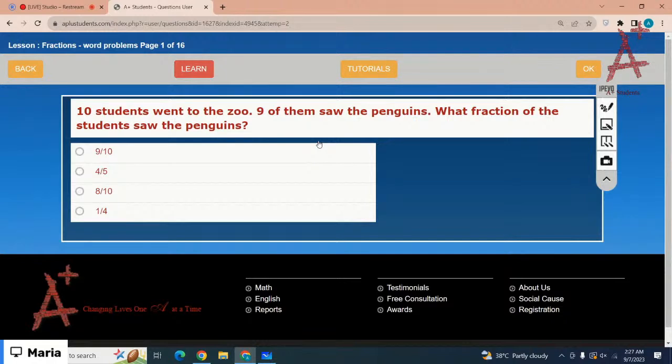Ten students went to the zoo. 9 of them saw the penguins. What fraction of the students saw the penguins? So, which is the correct option? The total students who went to the zoo is 10, right? And just 9 of them saw the penguins. So, which is the correct option?